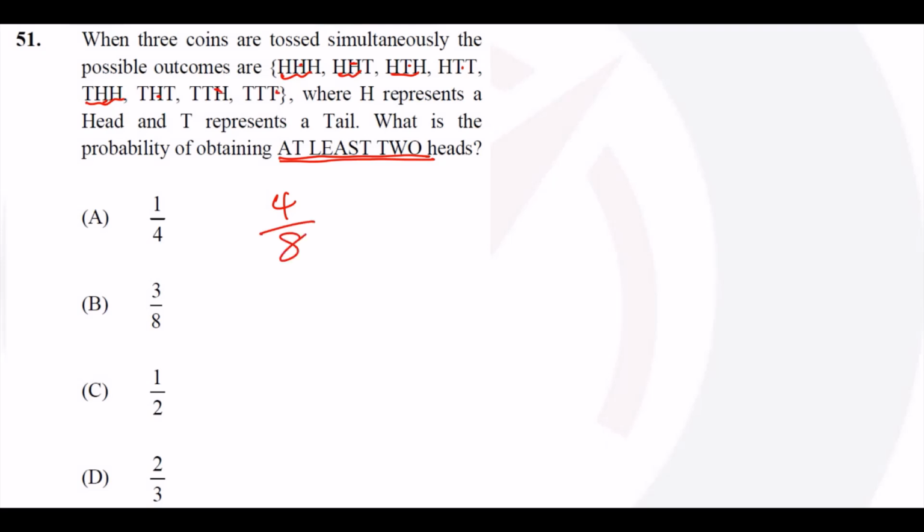out of 8. So 4 into 4 is 1, 4 into 8 goes 2. The probability of obtaining at least 2 heads is a half, or 0.5. They could put it in decimal form. The answer is 2.